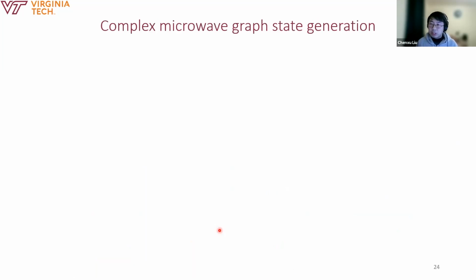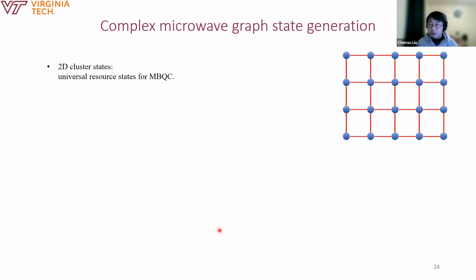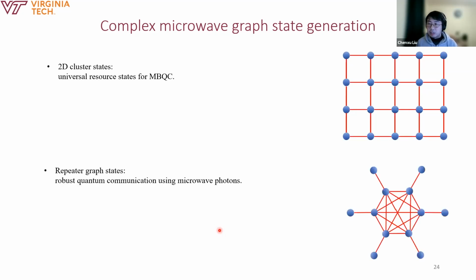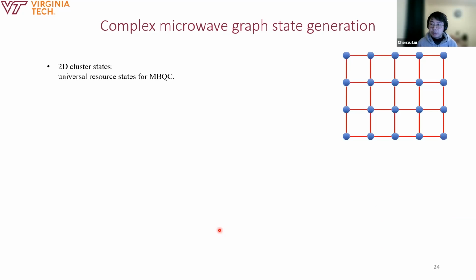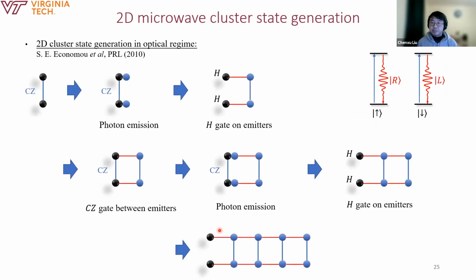So to answer which type of photonic qubit encoding method is better, we specifically focus on the generation scheme of the following two microwave graph states: the 2D cluster state of microwave photons and the repeater graph states for microwave photons. So we start from the 2D cluster state of microwave photons.